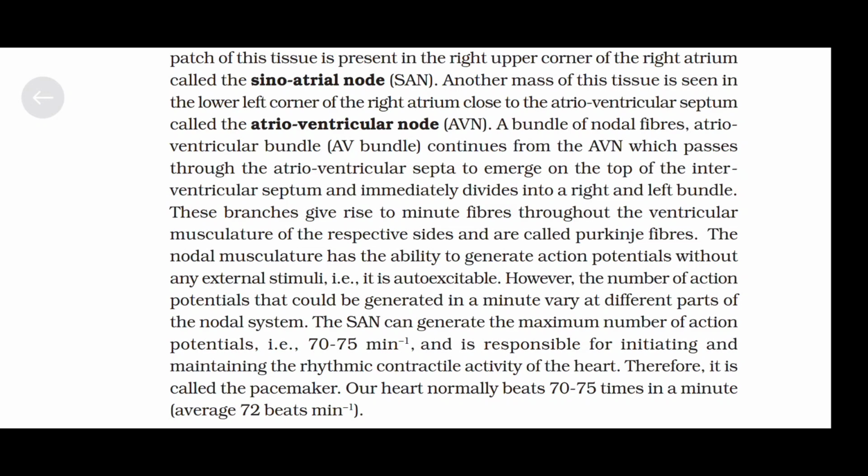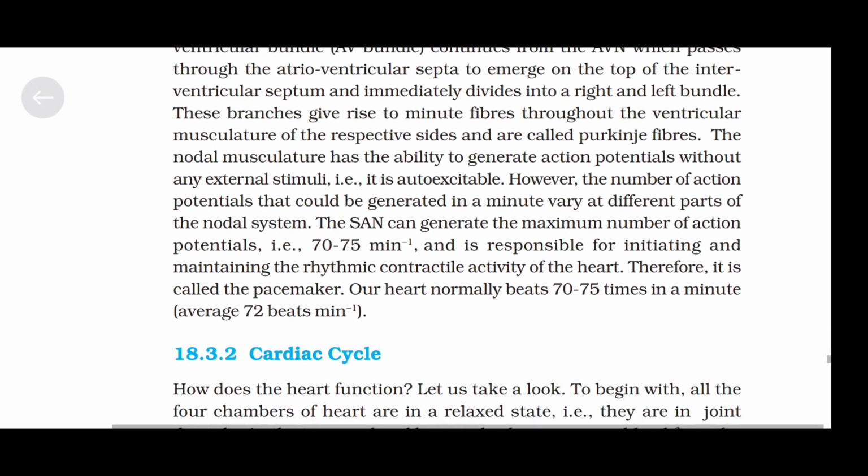The SAN can generate the maximum number of action potentials, that is 70 to 75 per minute, and is responsible for initiating and maintaining the rhythmic contractile activity of the heart. Therefore, it is called the pacemaker. Our heart normally beats 70 to 75 times in a minute. The average is 72 beats per minute.